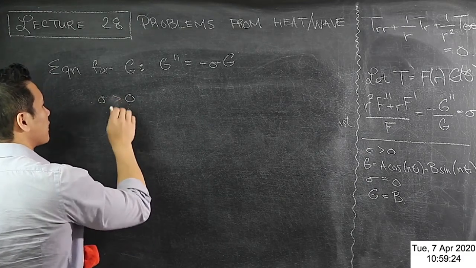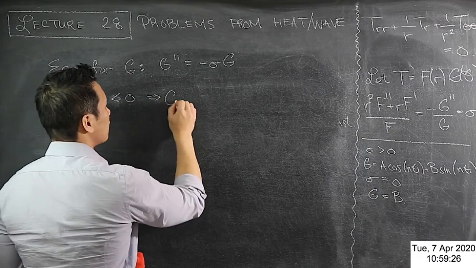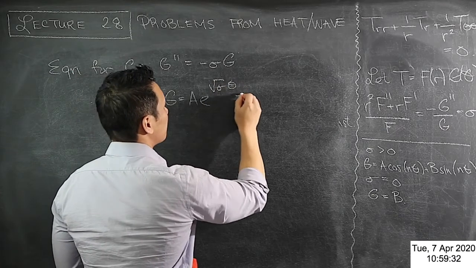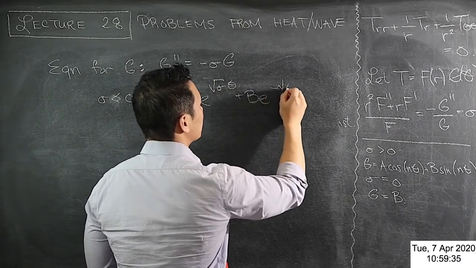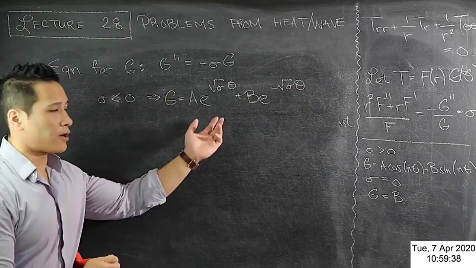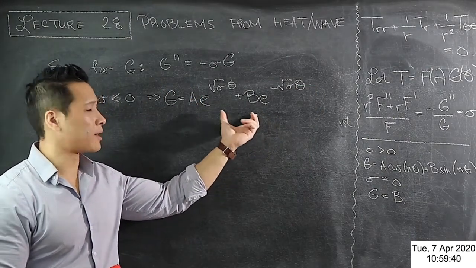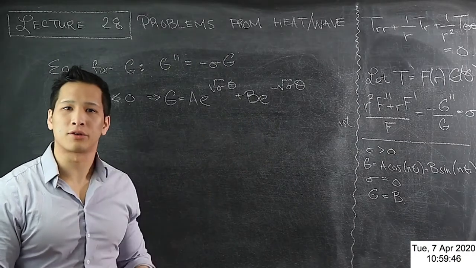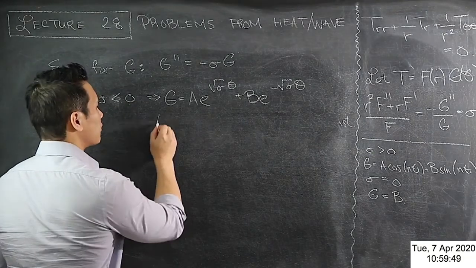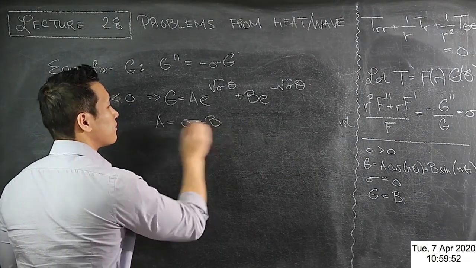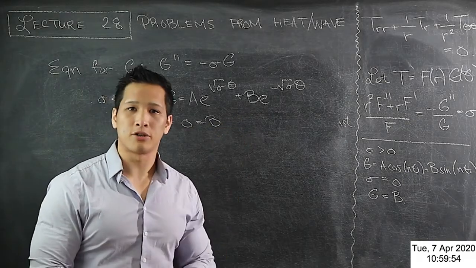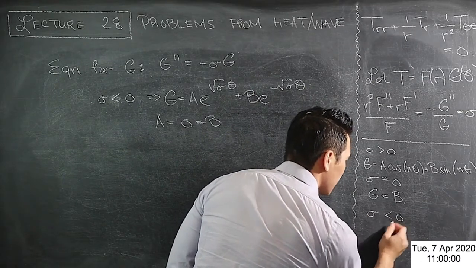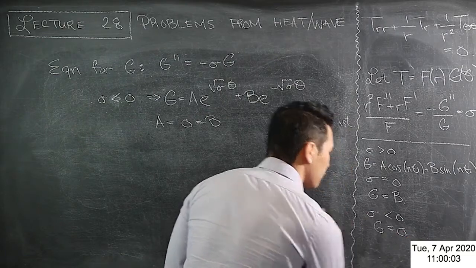Sigma less than 0 case. And in that case, g is a times e to the root sigma times theta plus b times e to the minus root sigma times theta. So they're exponential growth and decay solutions, but there's no way for these functions to be 2 pi periodic unless a and b are equal to 0 and you have the trivial solution. So you would conclude that a is equal to 0 is equal to b, because it has to be 2 pi periodic. Okay, so for sigma less than 0, g is 0. So you have the trivial solution.